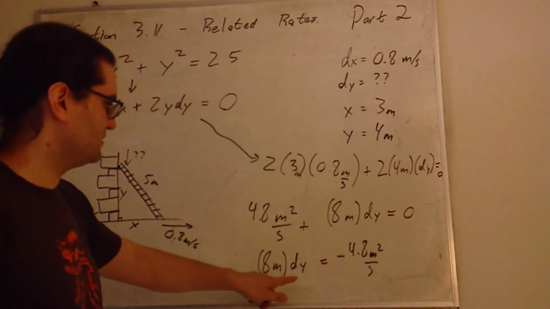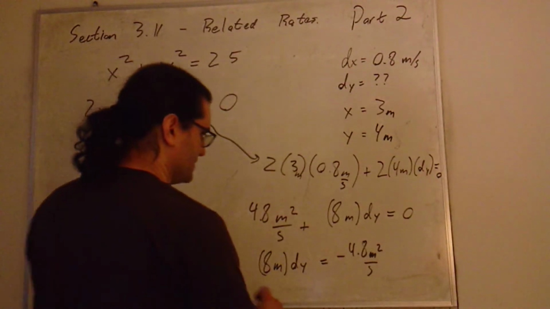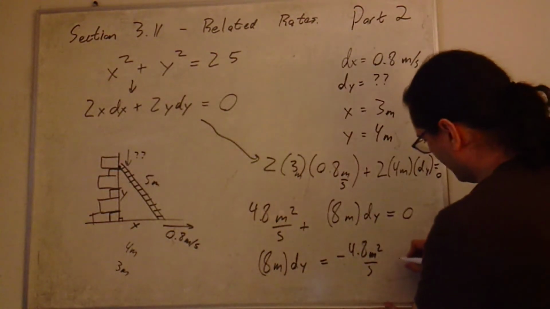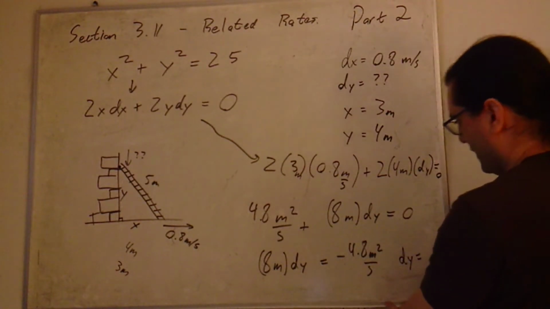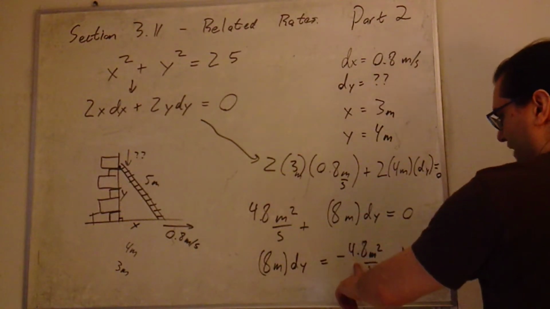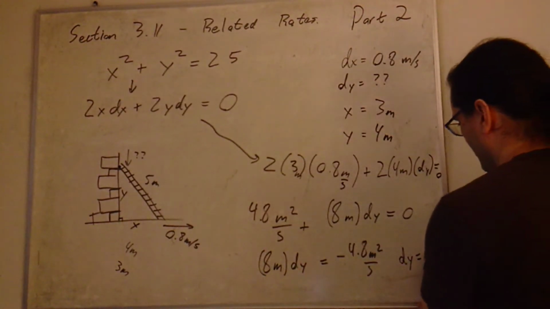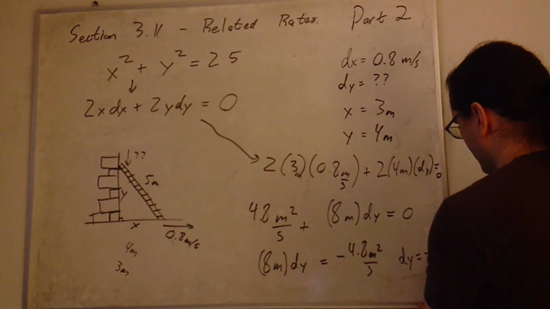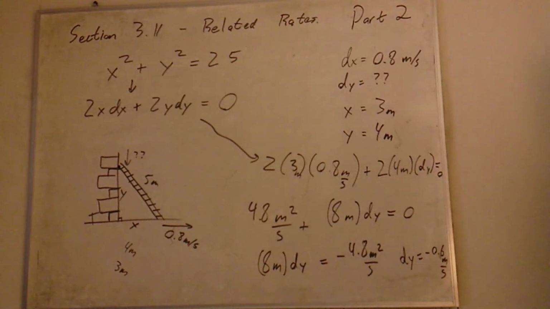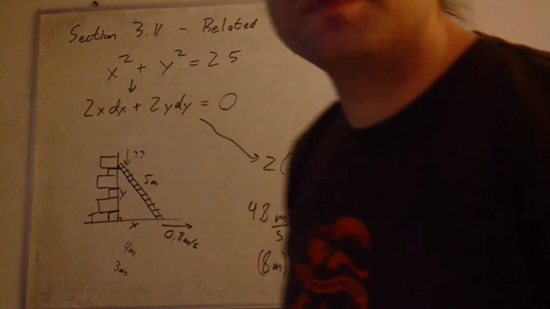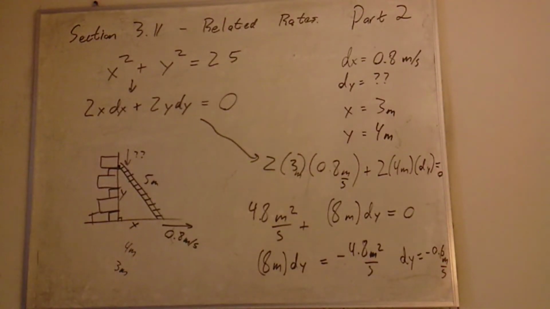And dy, where am I going to fit this? Down in the corner we go. dy equals negative 4.8 divided by 8, which I think should give us negative 0.6 meters per second. Is that even visible on the camera? No, I'll take it. So dy is negative 0.6 meters per second.